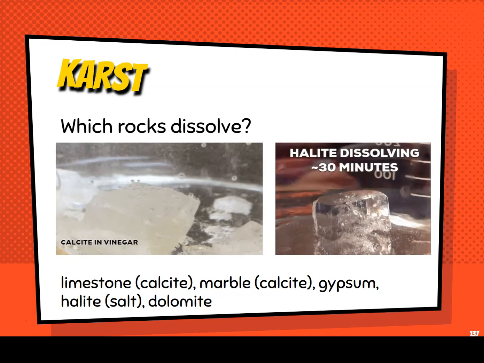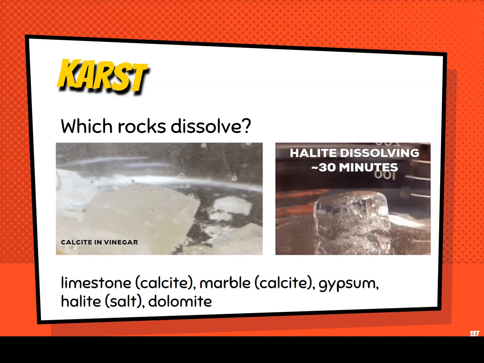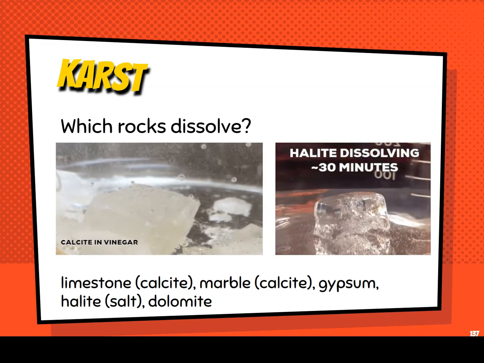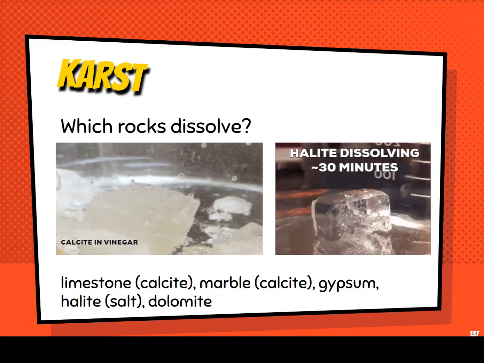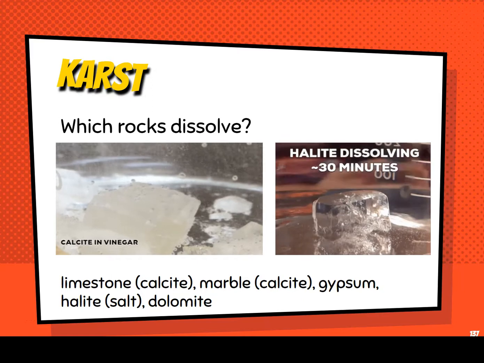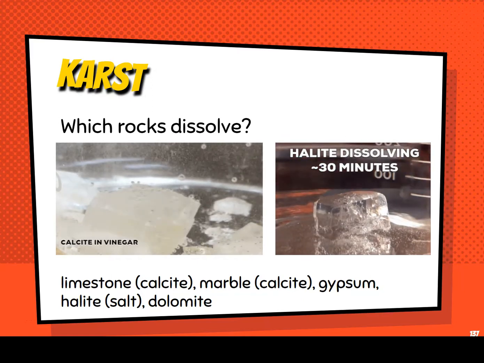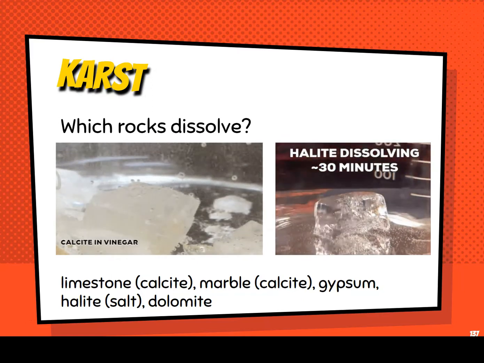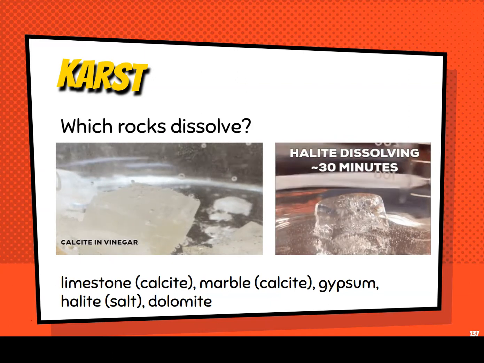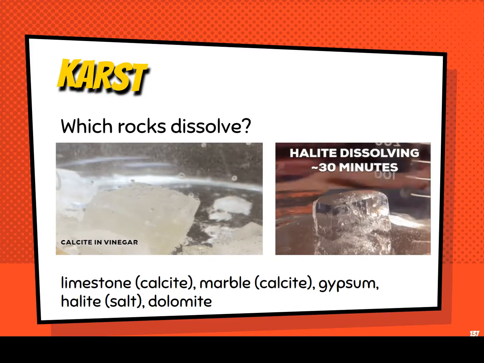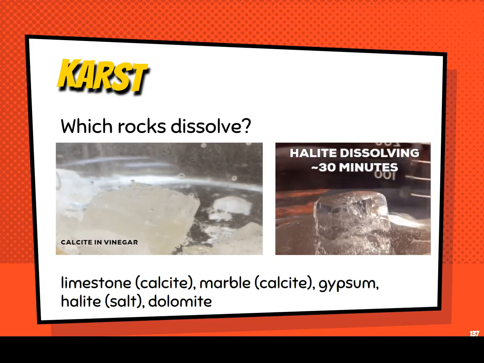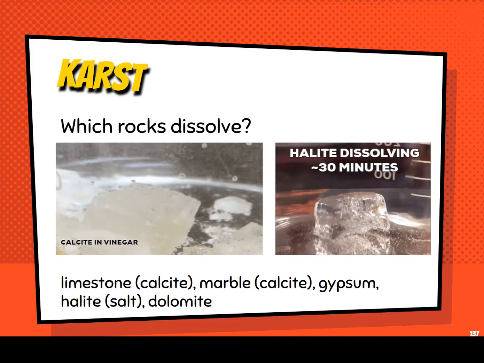So what rocks do dissolve? There's very specific minerals that dissolve really, really easily. And the biggest one we'll probably talk about the most is the mineral calcite. Calcite is a really common mineral. It's calcium carbonate. It's the exact same thing that seashells are made out of. And so calcite is a really common mineral at the surface, and it's the major mineral in the rock limestone.